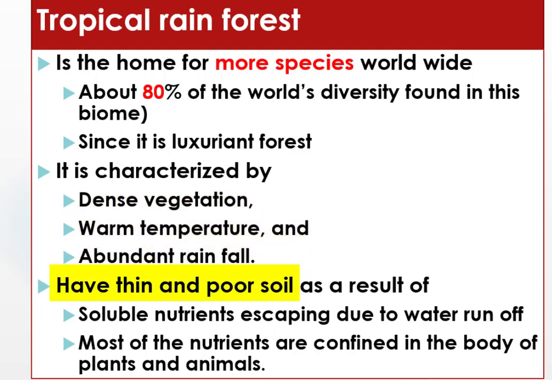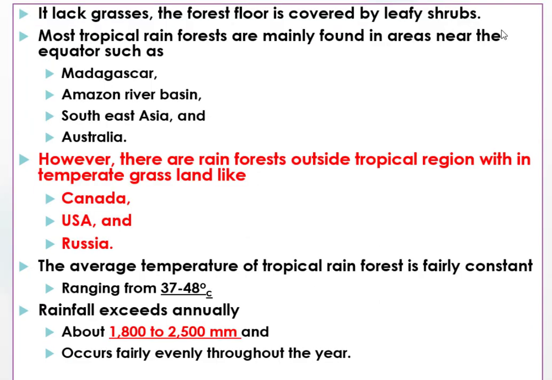This rainforest has thin and poor soil because some soluble nutrients escape due to water runoff, and most of the nutrients are confined in the body of plants and animals. Since it supports high diversity of life on Earth, there are no grasses in tropical rainforests, and the forest floor is just covered by leafy shrubs.